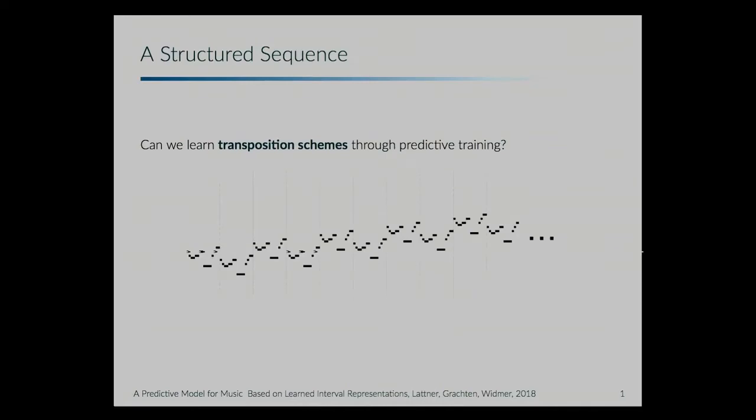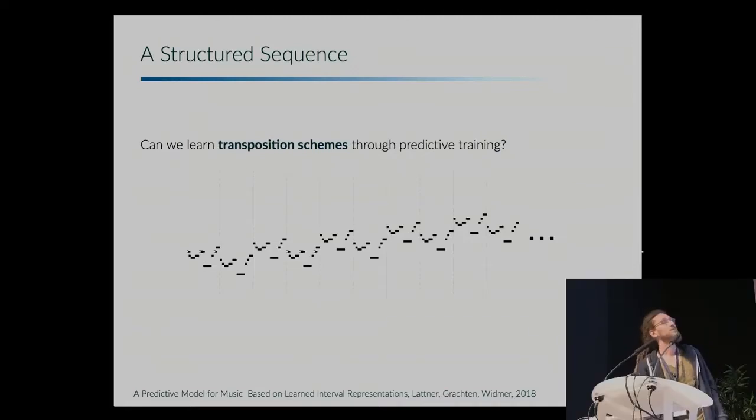I'm starting with an example. This is a highly structured sequence, and it actually just consists of a short musical fragment which is copied and shifted and copied and shifted over and over again to form this sequence. And we probably all agree that it is a very important property in music to have such structures and to have repetition and self-similarity and transposed repetition and so on.